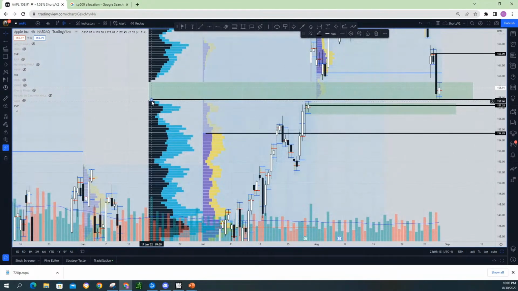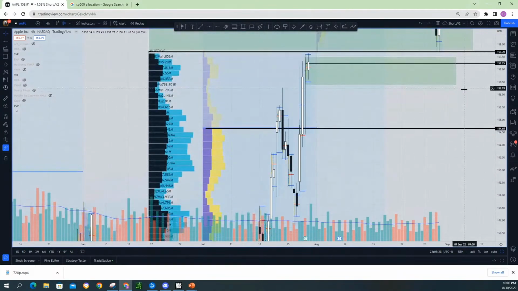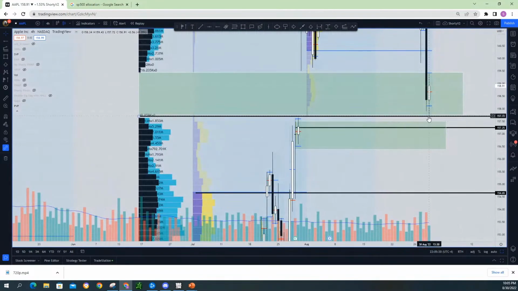Let me see. I would probably put it there. Maybe put it here. Off of that. I don't know if that's a shelf or... And look at this. And that's simple, right? We hit the volume node right there and it bounced.